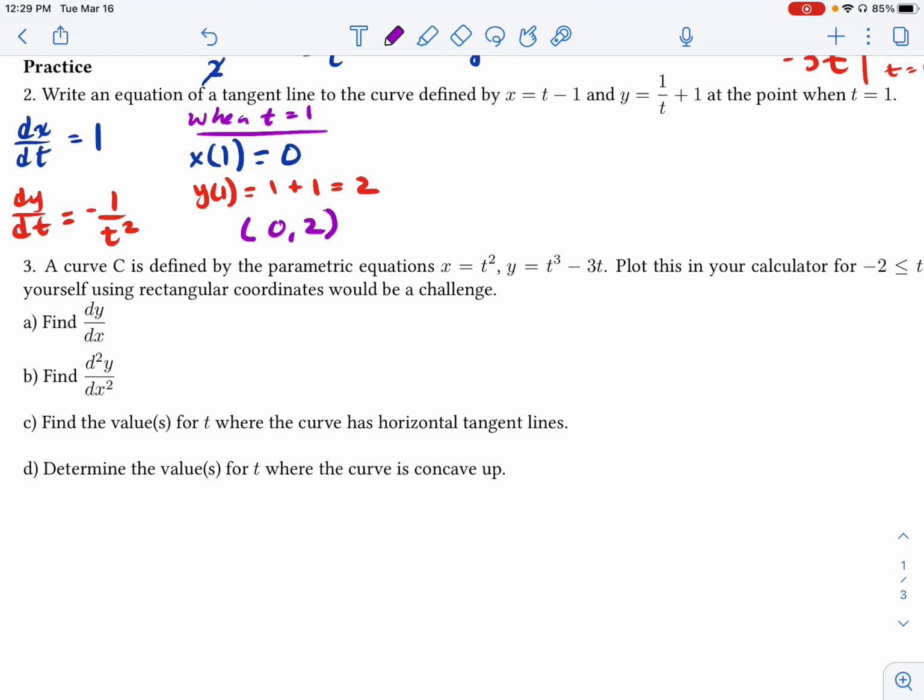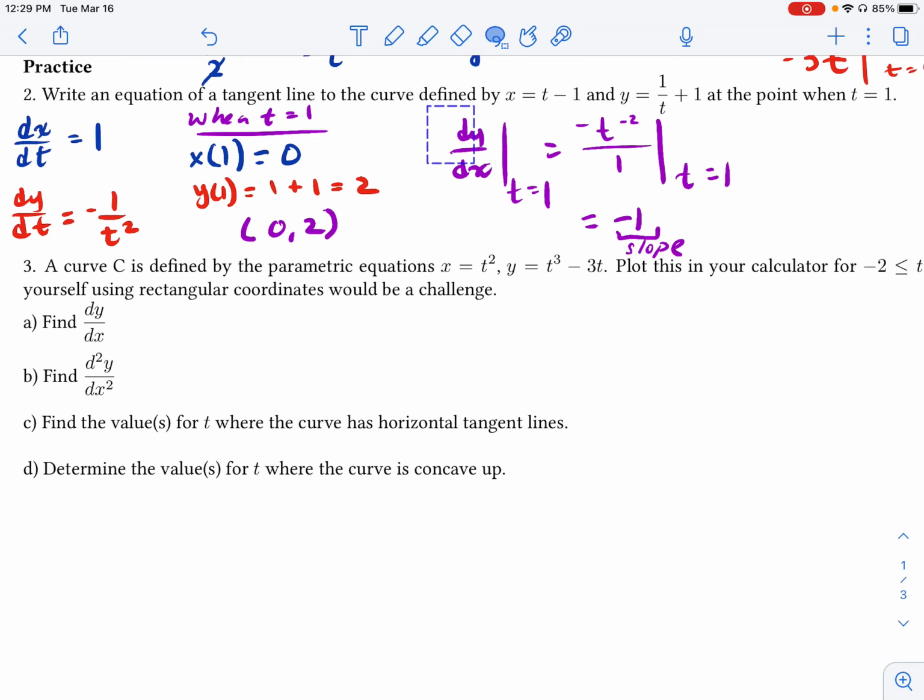Next, let's finish finding our slope. We found our dx dt and our dy dt. So now let's find dy dx. And we know we're going to need to evaluate this at t equal to 1. So dy dx is going to be dy dt over dx dt. So in other words, negative t to the negative 2, all of this over, well, dx dt is just 1. So if I evaluate all of this at t equal to 1, this makes it pretty easy to calculate. So we plug 1 into our derivative, and we're just going to get negative 1. And this here is our slope.